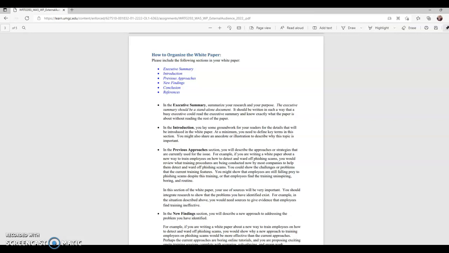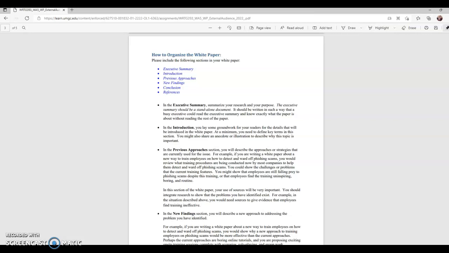And you can see me go over that in the discussions when I talk about some of the sample student papers. So executive summary, you summarize your research and your purpose. It's a standalone document. For most of the time, C-suite executives tend to just read the executive summary. They don't always read the entire document. So you will share some basic data in that executive summary. You will have an introduction, previous approaches, new findings, headers. If you do this well, it's like a quick glance. It's like an at a glance document.